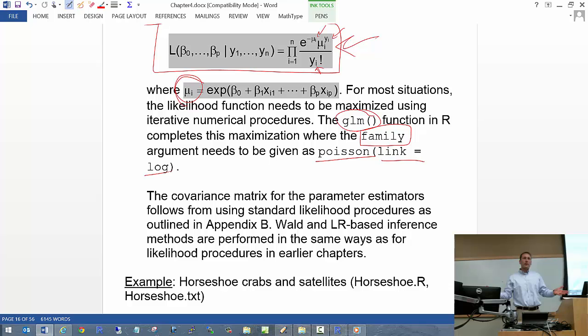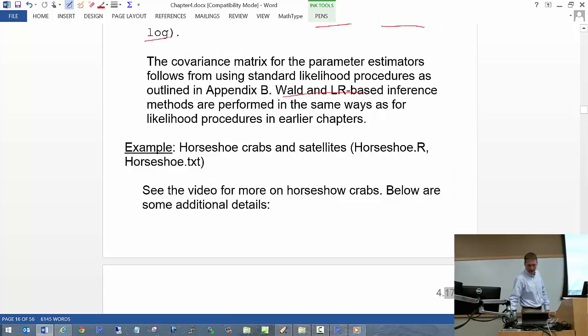The estimated covariance matrix for the parameter estimators follows through from exactly what we've done before. Again, it just comes about through using the second derivative of the log likelihood function, find the expected value of it, take a negative, invert it, evaluate at the parameter estimates. What function in R do you think is going to allow us to get that estimated covariance matrix easily? vcov. Okay. We can do Wald, we can do likelihood ratio based intervals, or inference based procedures, just like what we've done before. So let's take a look at an example.